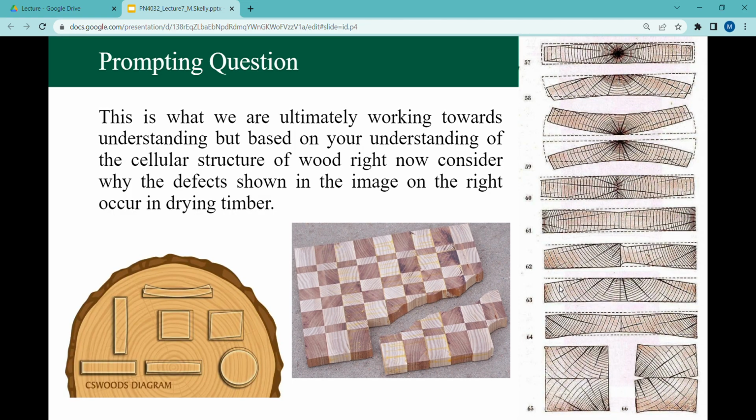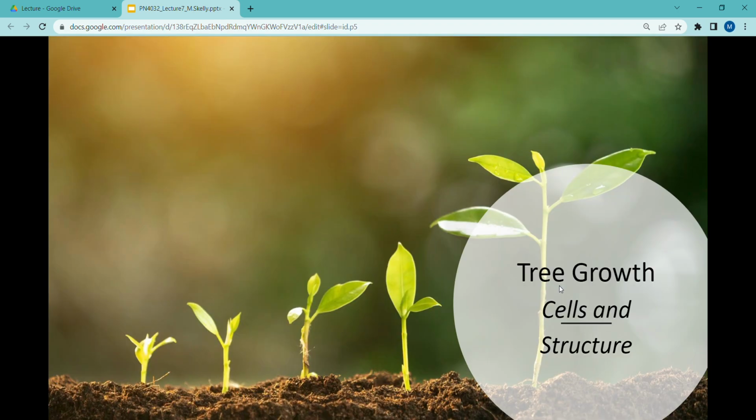So they're just prompting questions to get you thinking. There will be questions about them later on, and you will be asked to express your understanding. So just make sure you're thinking about that. It's just a bit of food for thought for a minute. Okay, so this is where we're going to start getting into the more heavy parts of tree growth and cell structures.